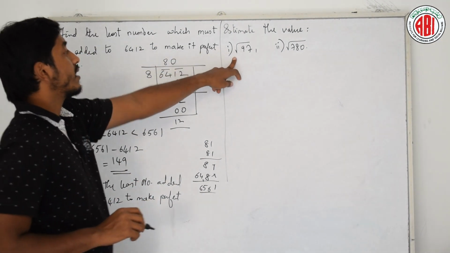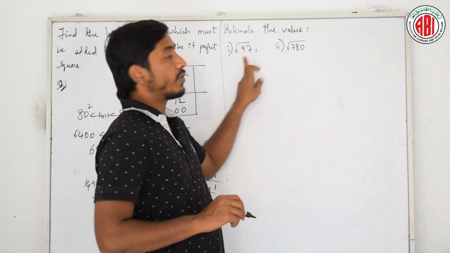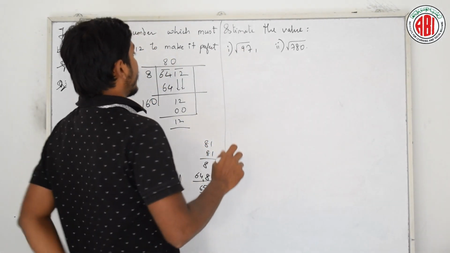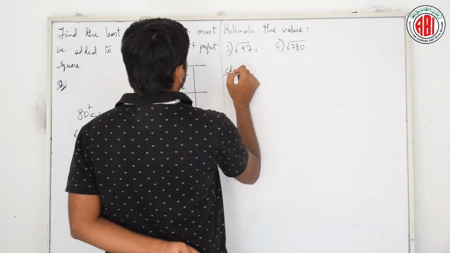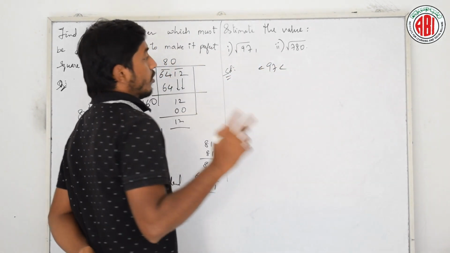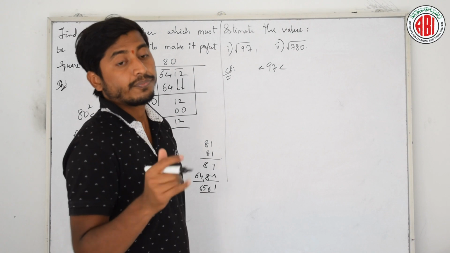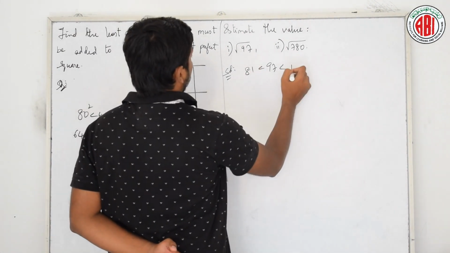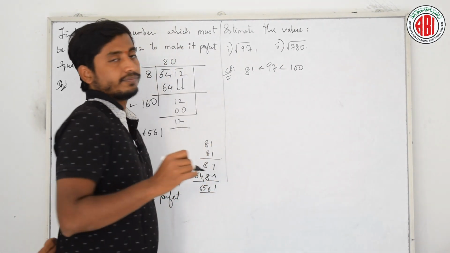Look at this next question. He is asking us to estimate the value of root 97 and root 780. Now tell me, 97 lies between which two perfect squares? 97 lies between two perfect squares. What are those? 81 and 100.